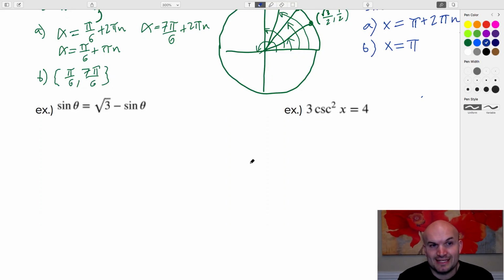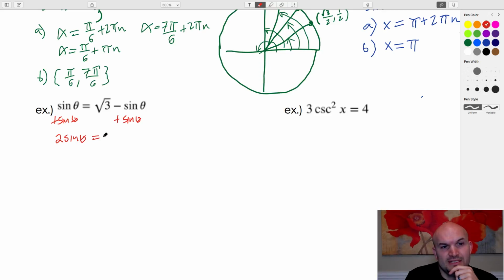To solve, we have to get them on the same side. So I'm going to add, let's use a different color, let's use red, a sine of theta to the left and to the right. When doing that, I get 2 sine of theta is equal to the square root of 3. Now, to isolate my trigonometric function, I will divide by 2 on both sides, and I get sine of theta is equal to the square root of 3 over 2.